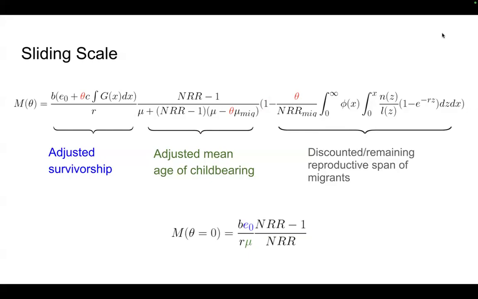They're usually pretty similar, at least from preliminary looking at them, but they can be different because it'll depend on the migration schedule. For example, if you had all your migrants arriving at like 35, then you'd probably have a really high mean age. And similarly for the NRR term, the fertility is the same, but then you have this survivorship that's changing, this sort of migration survivorship. Okay.